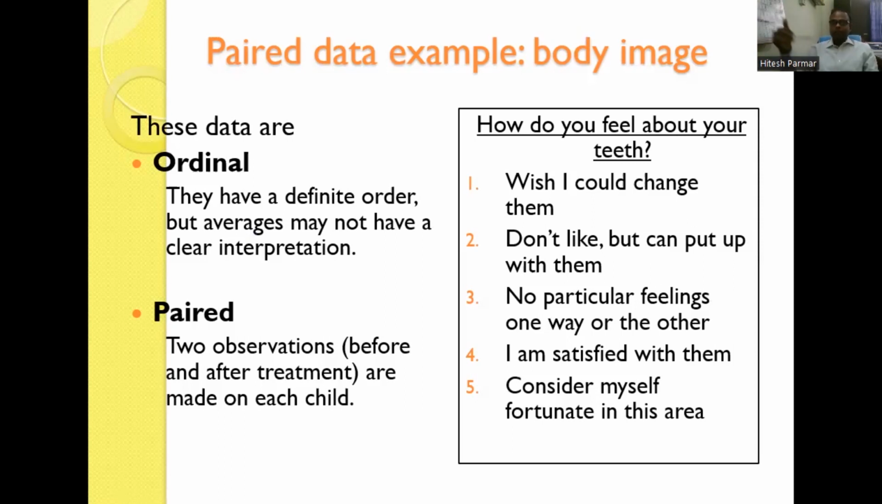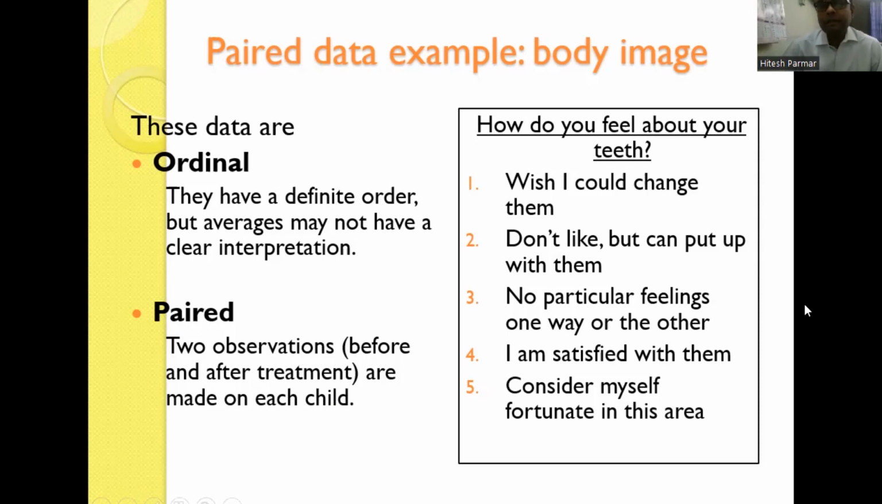So you can see that there is a hierarchy. The numbers are increasing, and the feeling about the teeth is also increasing. But we cannot assume the equal distance property here. So from that, the scale is ordinal in nature. But it is measured before and after, before the treatment and after the treatment. So it's paired observations before and after the treatment regarding a certain number of children.